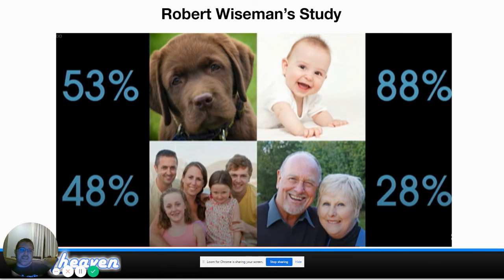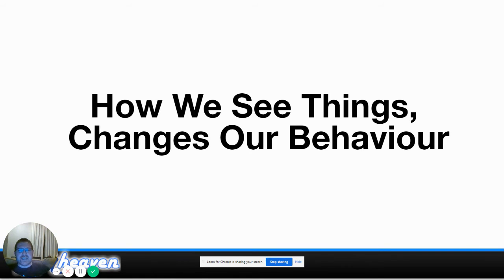And lo and behold, the amount of wallets that were returned that had a little baby picture in it were 88%, dogs 53%, family 48%, and old people 28%. So one thing you can learn from this is if you lose your wallet, make sure it's got a little baby picture in there, because you're 88% more likely to get that wallet back with the money in it. And people love dogs more than they love families, basically. And people don't like old people. But no, the main thing about this is that basically how we see things changes our behavior.